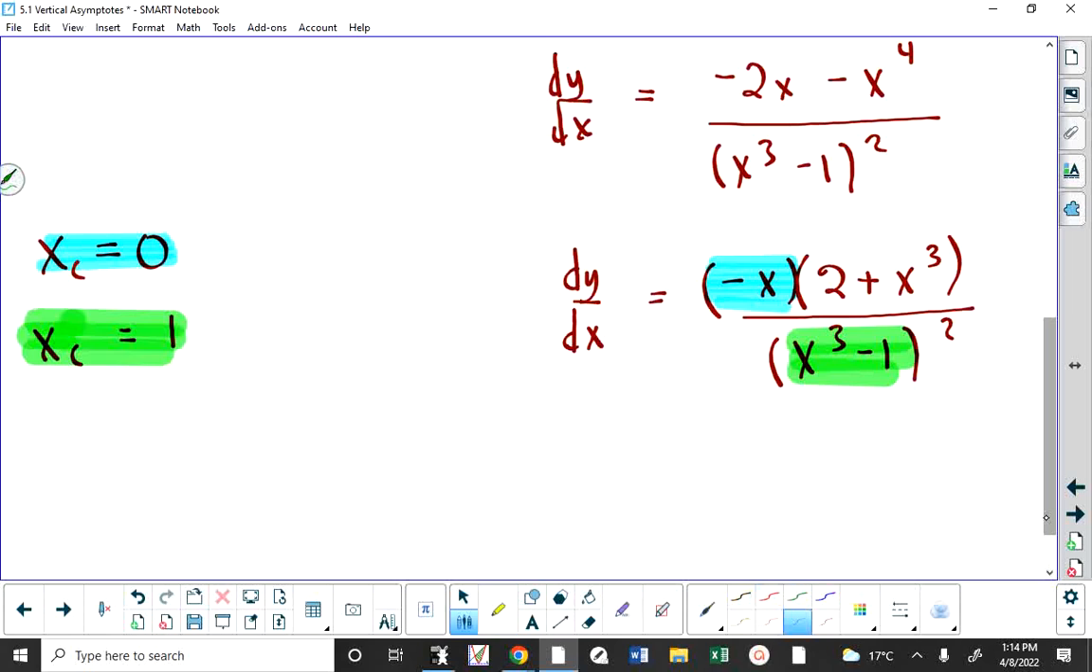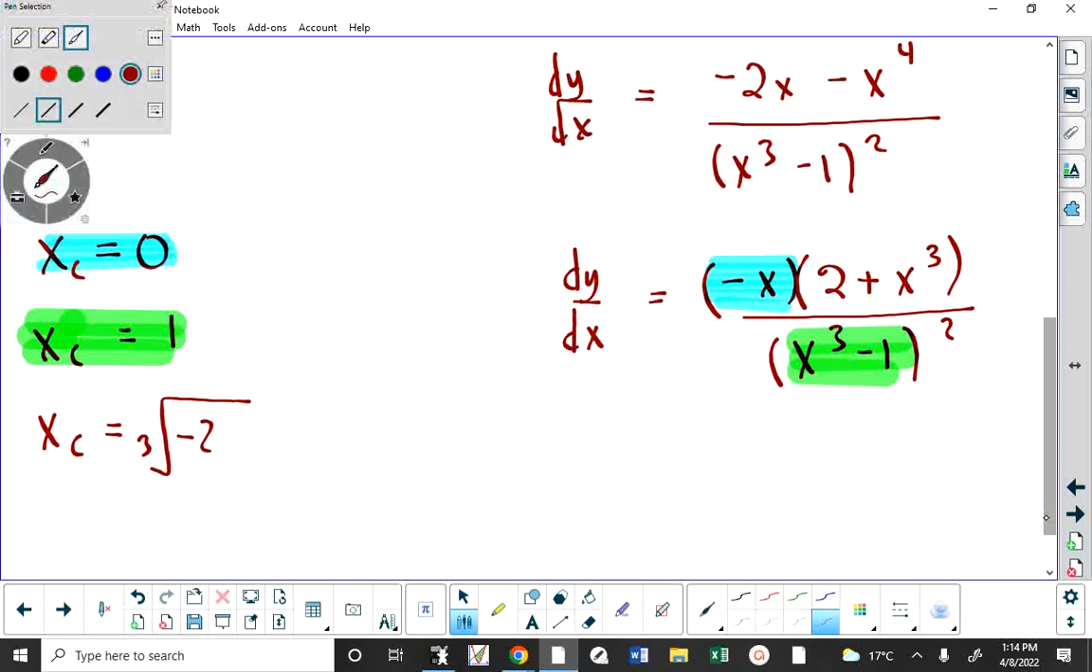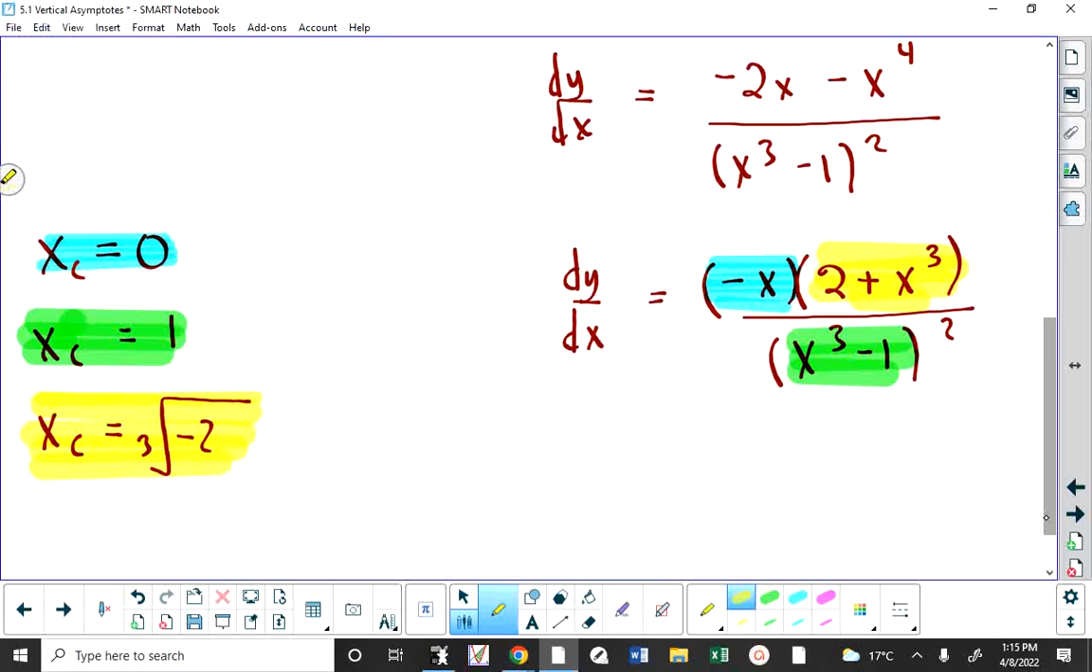And then we also have a critical value of x, and I will show you how I'm getting this in just a second, but I think most of you will see how I'm getting it, of the cube root of negative 2. And that critical value of x comes about because of this factor. By a show of hands or thumbs up, how many of you would be able to look at 2 plus x cubed and say, oh, it's the cube root of negative 2?